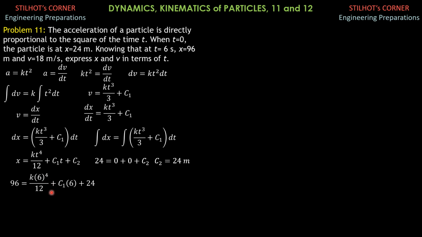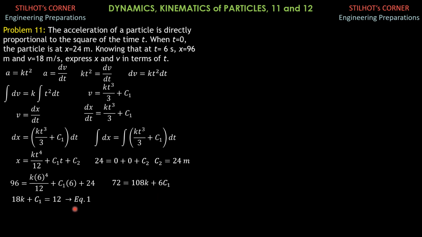So 72 equals 108k plus 6 c sub 1. Then divide everything by 6. So we have 12 equals 18k plus c sub 1. And we will call this equation 1.